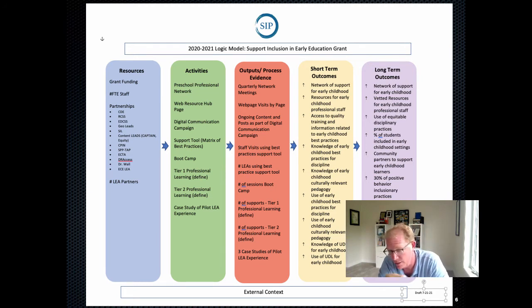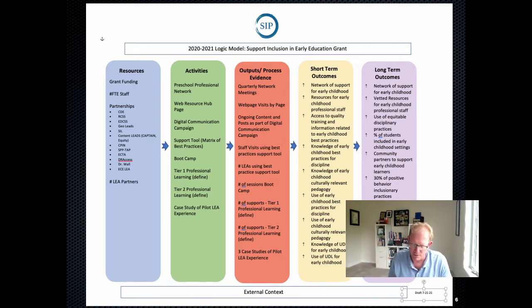And then in turn, you see a connection between, well, if the outputs actually happen in the orange box, then what would literally change for people in this yellow box? And what changes is often people's knowledge, their attitudes, and hopefully a little bit of their behavior. And so you see listed here, increased knowledge of early childhood practices for discipline. Knowledge of early childhood culturally relevant pedagogy would increase. The use of that pedagogy might also increase.